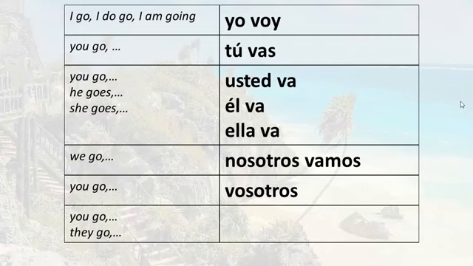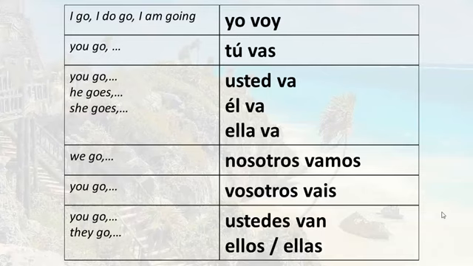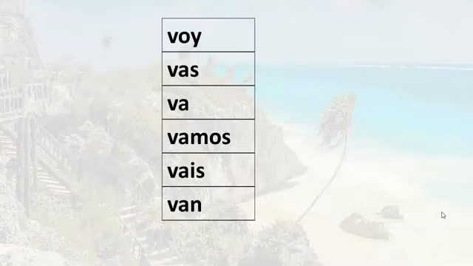We go, nosotros or nosotras, vamos. You go, this is the vosotros from Spain, the plural informal you. Vosotros vais. You go, the plural you. Ustedes van. And finally, they go. Ellos or ellas van. So we have voy, vas, va, vamos, vais, van.